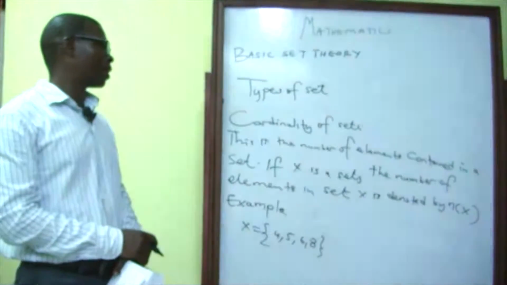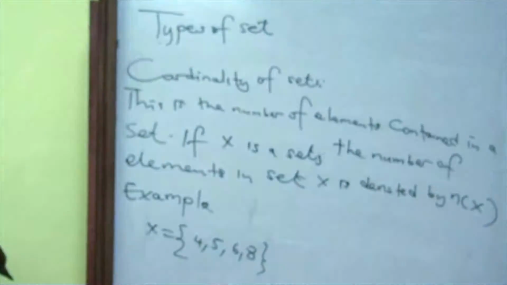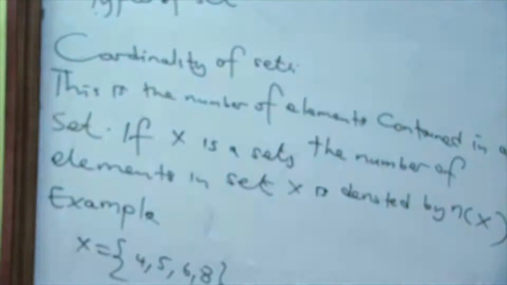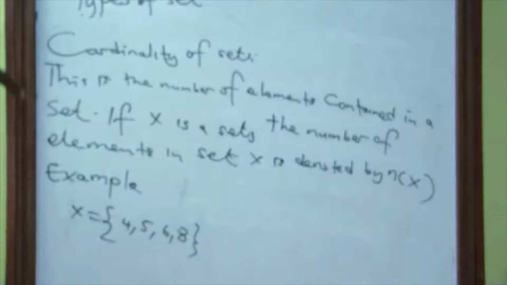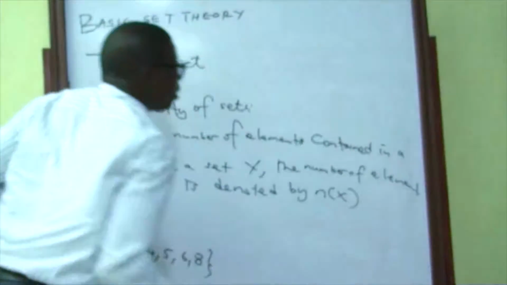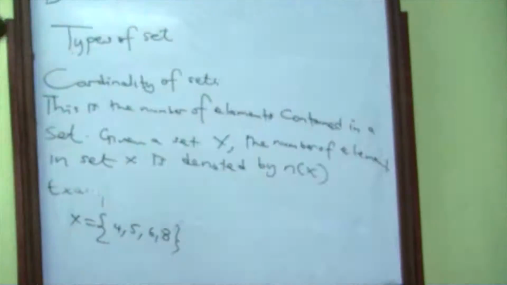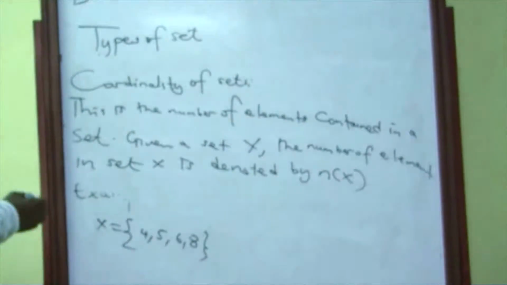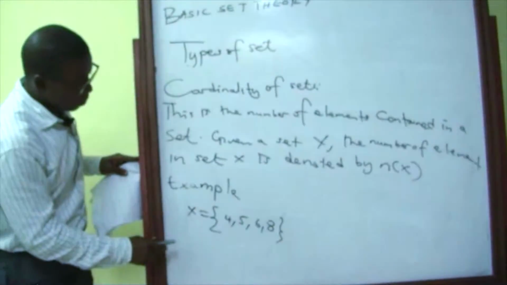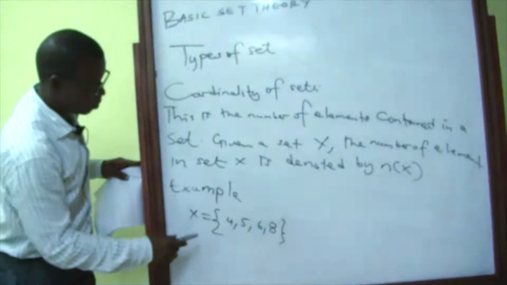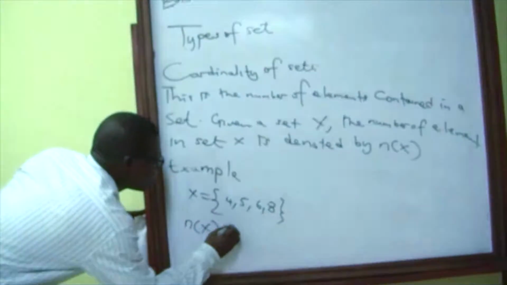Another terminology is the cardinality of a set. This is the number of elements contained in a set. That means you count the elements of that set and write down the number of elements. So the number of elements in set X is denoted by n of X. Let's now take this example. How many elements do we have in this set? 1, 2, 3, 4. It means n of X is equal to 4.